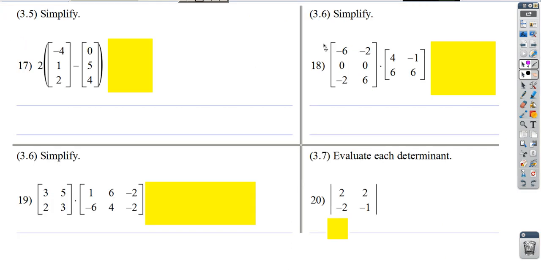In the next video, we'll talk about how to do a little bit more complicated types of multiplication, like number 19.